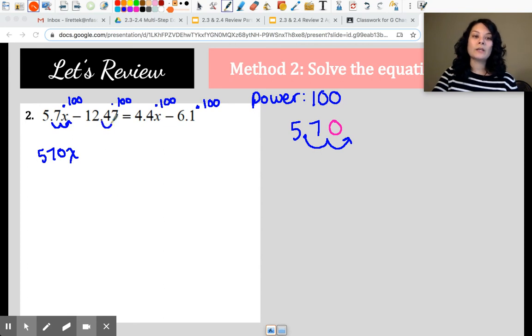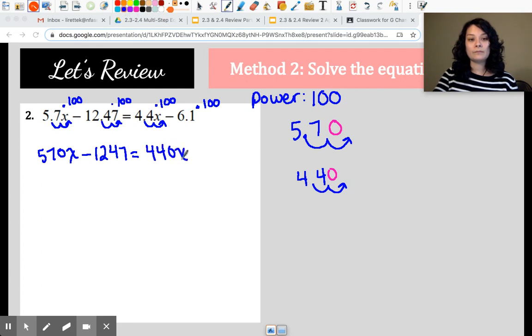I'm going to do the same thing with all the remaining decimals. Move that decimal point 2 places to the right. This is going to turn into 1,247. I'm going to do the same thing with 4.4. Again, the 4.4, if I move that 2 places to the right, I got to add a 0. So it becomes 440. And then 6.1 is a little easier to see here. I'm going to have to make that a 610.